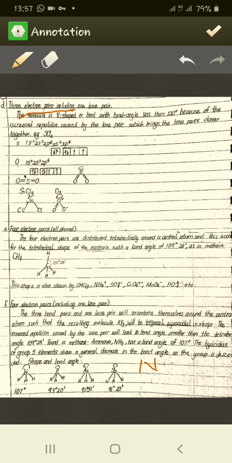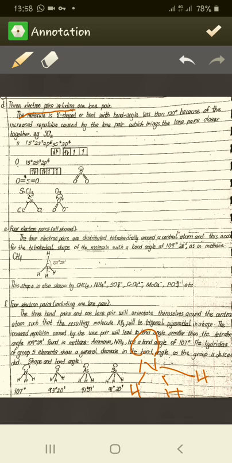Nitrogen. Since it is the central atom, it has to use all the 5 electrons in the outermost energy level. 1 electron from nitrogen is used to form a bond with hydrogen. Another electron is used there, and another electron is used there. Now 2 electrons are remaining, and they are not bonding. We call them a lone pair of electrons.